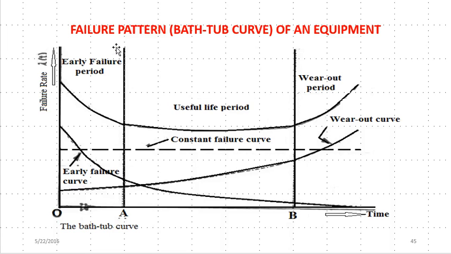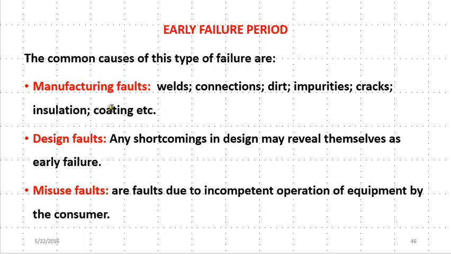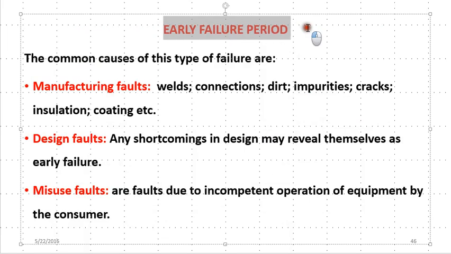So the failures occur in how many stages? 3. Early failure, useful lifetime period failure, and we have what? Wear out period failure. And what causes them? Let us look at them one after the other. We start by looking at the early failure period, and what are the common causes that cause a component to fail at the initial stage when we started using it.